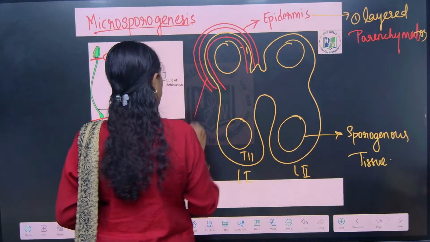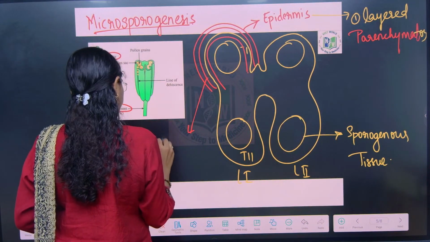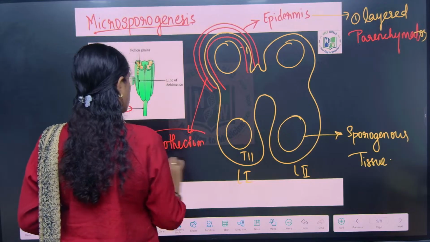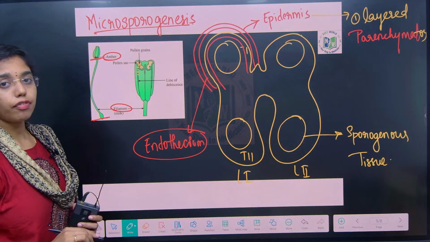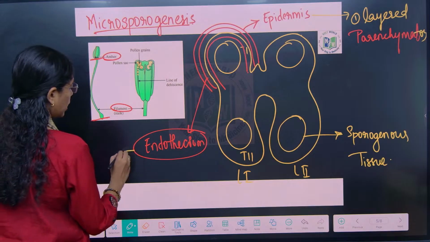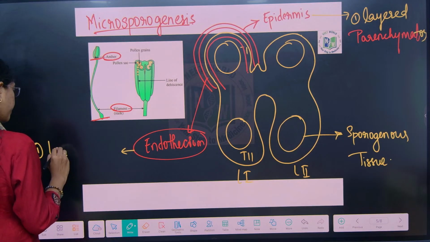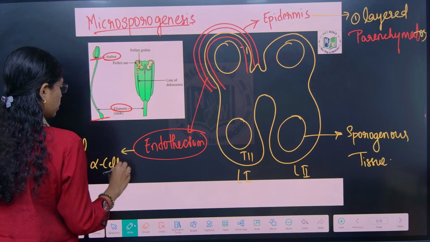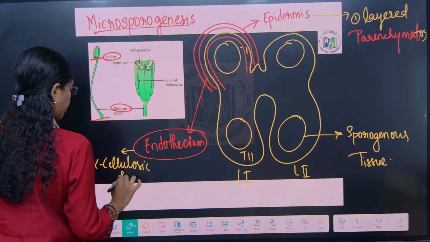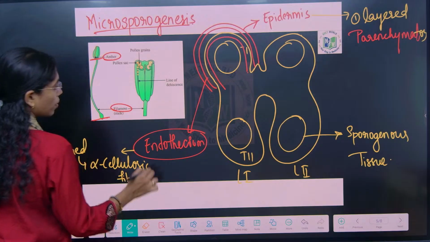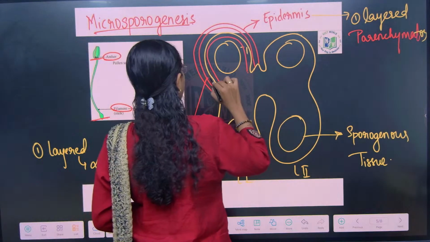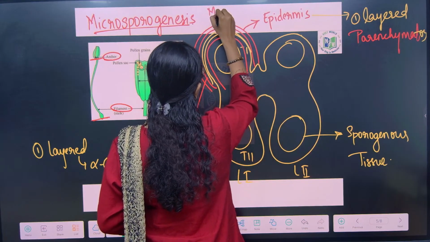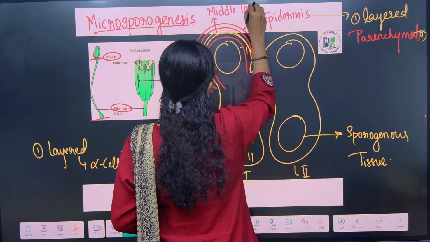Then after the epidermis, the next layer is endothecium. Endothecium is also single layered, and it is made up of alpha cellulosic fibrils. And then furthermore it has a multi-layered condition which is known as the middle layers.